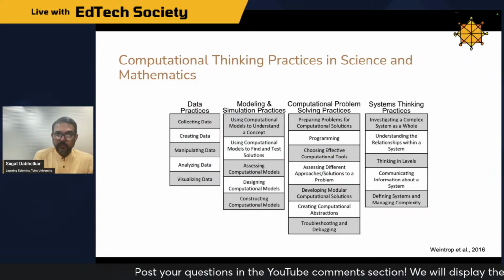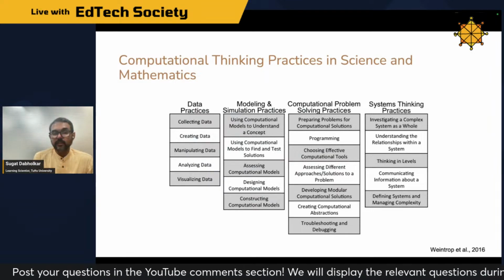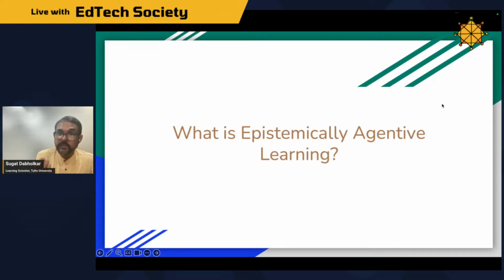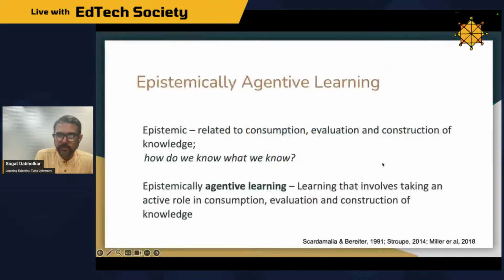So this computational thinking part also has a different set of practices that are characterized by Weintraub and colleagues. And so combining all this in my work, I focus on how students can participate in these practices. So data practices, modeling and simulation practices, computational problem solving practices, and systems thinking practices. In epistemically agentive way. So what is epistemically agentive learning? So epistemic, and if you are in educational research, then you would have heard this.